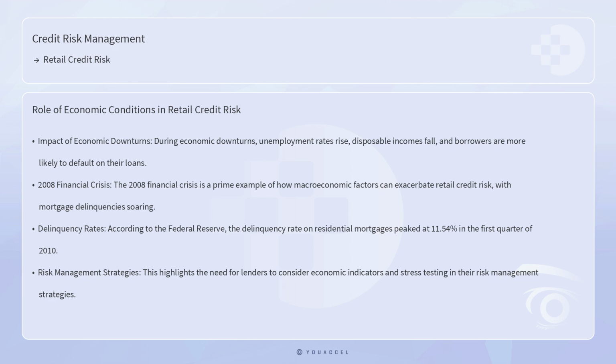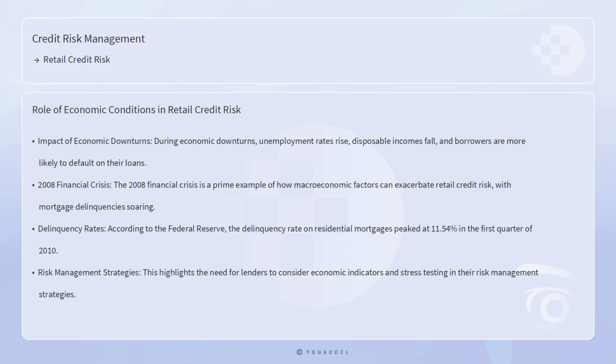Economic conditions also play a critical role in retail credit risk. During economic downturns, unemployment rates rise, disposable incomes fall, and borrowers are more likely to default on their loans. The 2008 financial crisis is a prime example of how macroeconomic factors can exacerbate retail credit risk. During this period, mortgage delinquencies soared, leading to substantial losses for financial institutions.